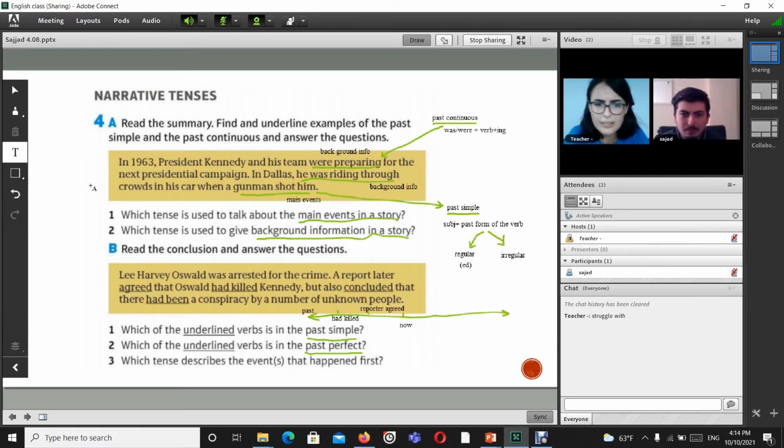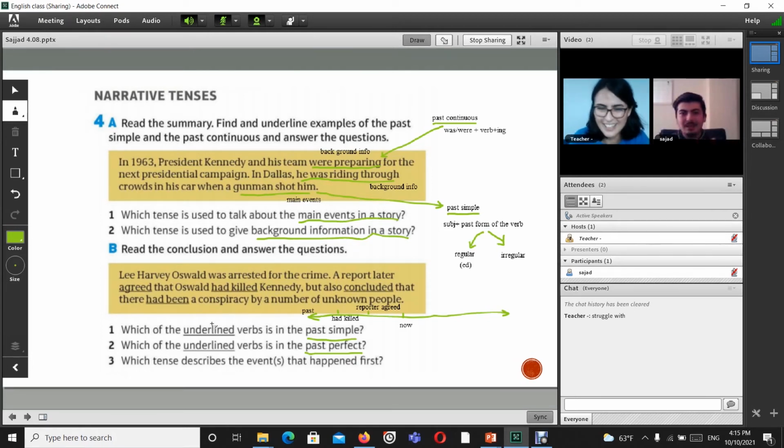So which one is past perfect, you said? Had killed, right? Past perfect, had killed, yeah. So can I say that past perfect is always the thing that happened first in the past? Yep, very good. So there is a sequence. Is there anything before past perfect? No, there is nothing before past perfect. It's first past perfect and then past simple.